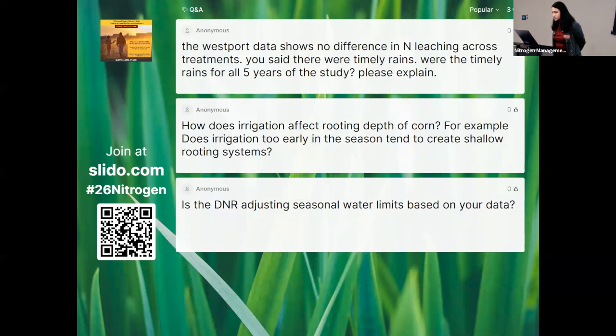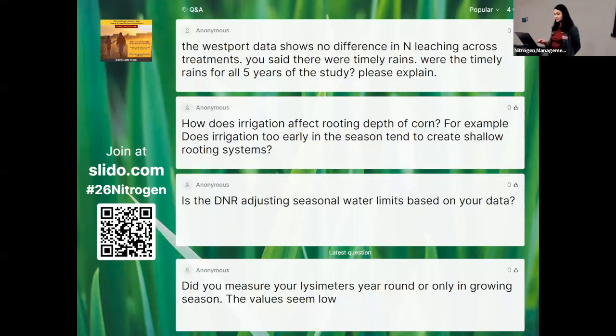The next one is, the Westport data shows no difference in nitrate leaching and N leaching across treatments. You said there were timely rains. Were the timely rains for all 5 years of the study? No. So that's another caveat for the presentation purposes. All of this data was a 5-year average. We had wet years and dry years in this 5-year mix, so the trend was a little different between those 5 years. My next step, in terms of the manuscript, is dividing these years into wet year and dry year scenarios and looking at them separately.